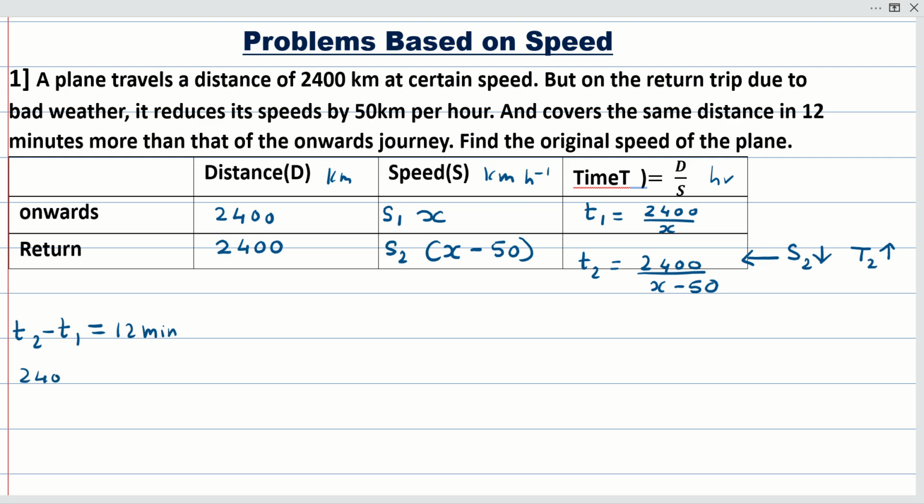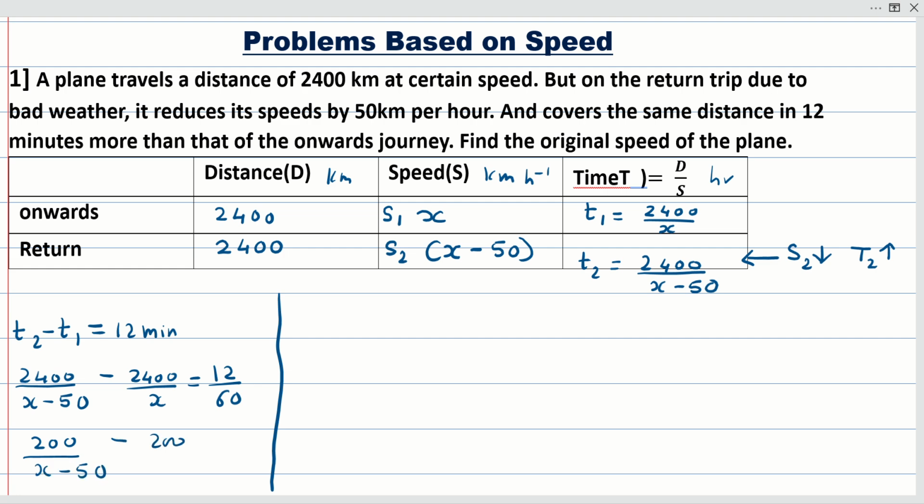So 2400 upon x minus 50, this time is more, minus 2400 upon x is equal to, let us convert minutes into hours. Correct? Now I'm not solving it further. Let us divide the numerator by 12. So that comes to 200 upon x minus 50 minus 200 upon x is equal to 1 upon 60. Correct, students?